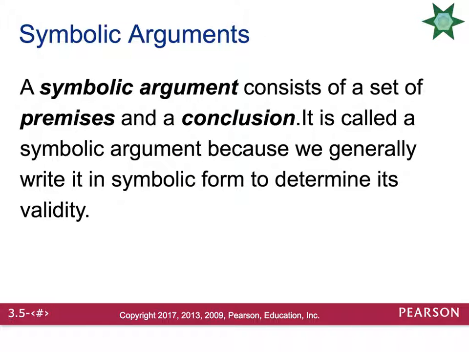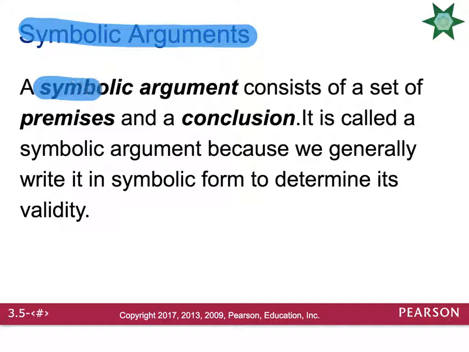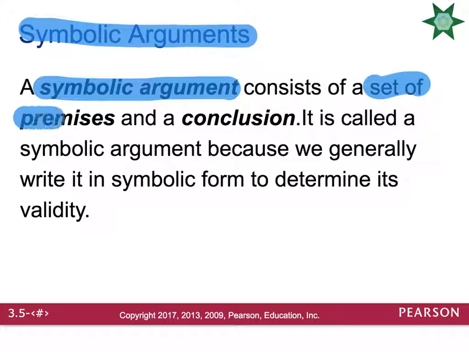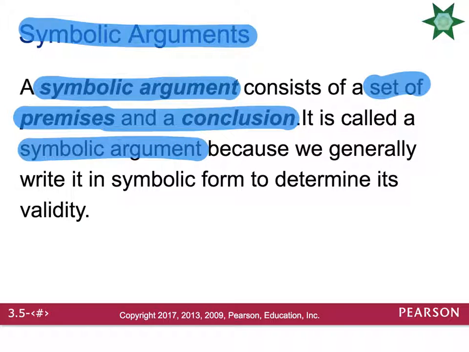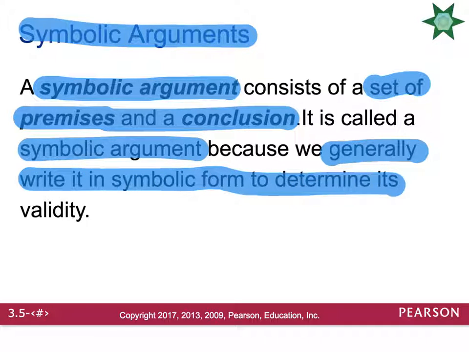Okay, this is Math 131, section 3.5. We're talking about symbolic arguments in this section, and basically, we're determining whether a symbolic argument is valid or invalid. A symbolic argument consists of a set of premises and a conclusion. We call it a symbolic argument because we generally write it in symbolic form to determine whether it's valid. So that's what we'll be doing with these arguments, seeing if they're valid using symbolic logic.